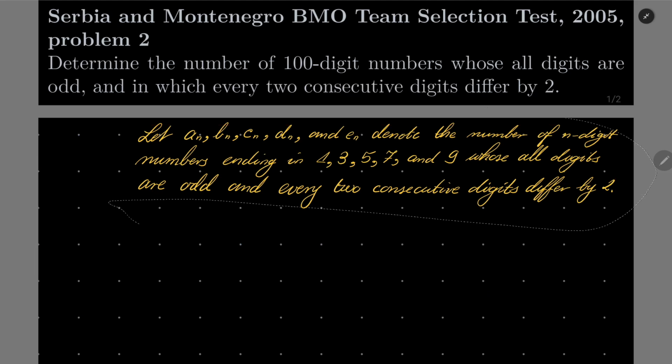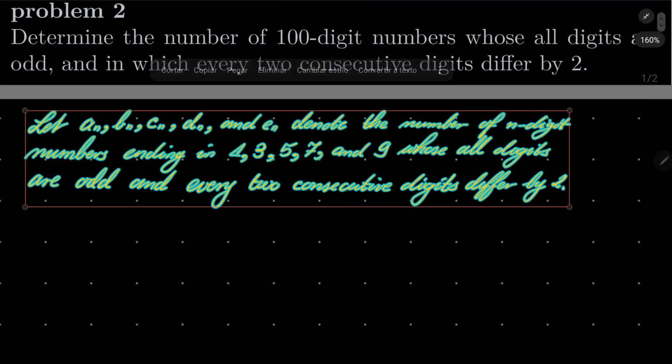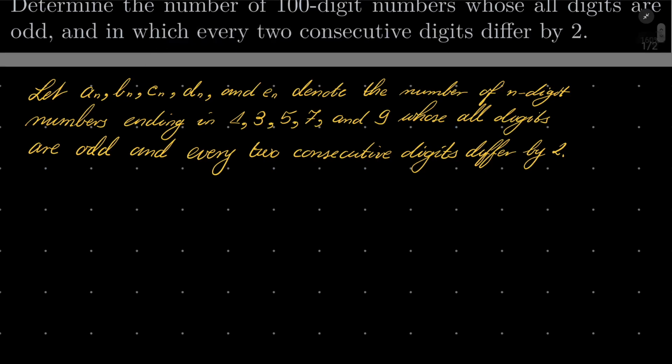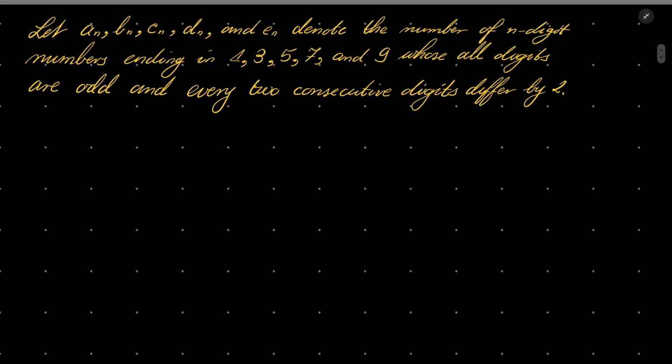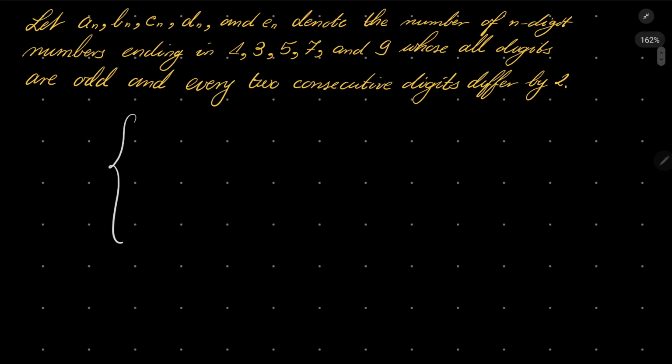Okay, so as I suggested, I will let my 5 sequences be defined. And now I will try to define my recursions. So let's start with A_n, B_n, C_n, D_n, E_n.